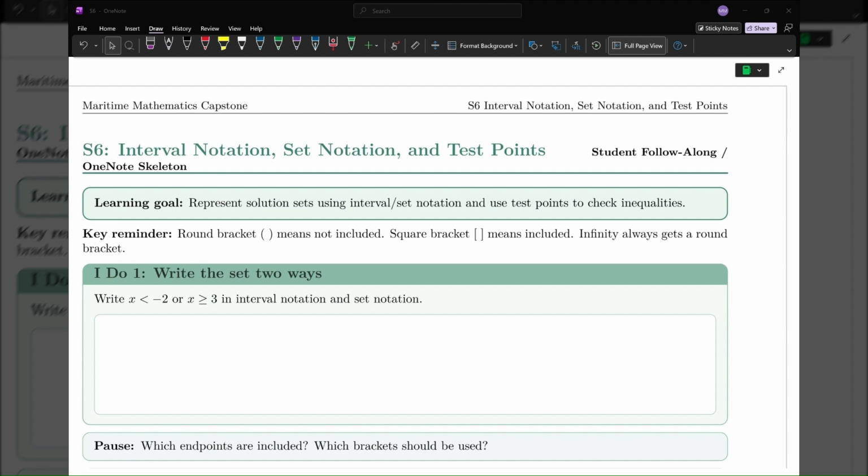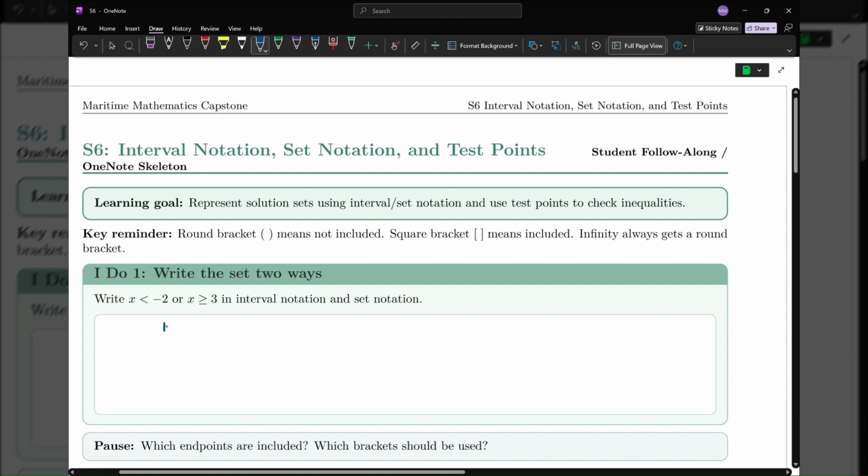So the big thing off the top is that both these notations are completely fine. Unless a question asks specifically for one, you can do either one you'd like. They do have strengths and weaknesses, which we'll get into as we attack this one. So this first I do says we want x strictly less than -2, or x greater than or equal to 3, in interval and set notation.